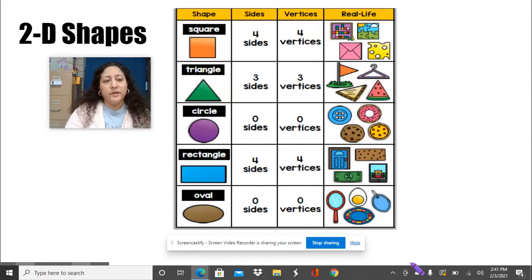Hello, boys and girls. I am Ms. Moran, and welcome back to your math lesson. Remember, all of this week, we are reviewing our 2D shapes. So let's do a quick review, and then I'll show you what your homework is.